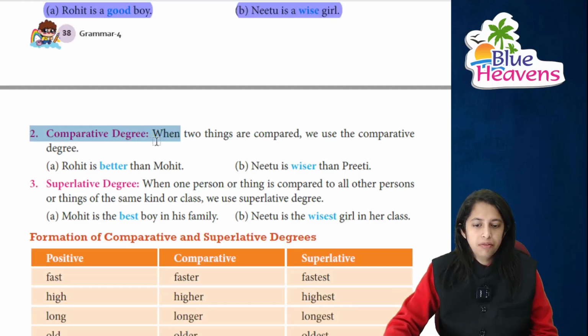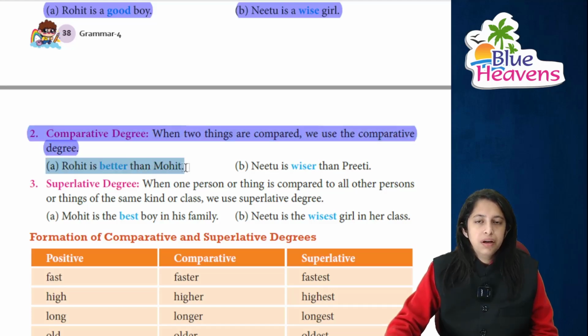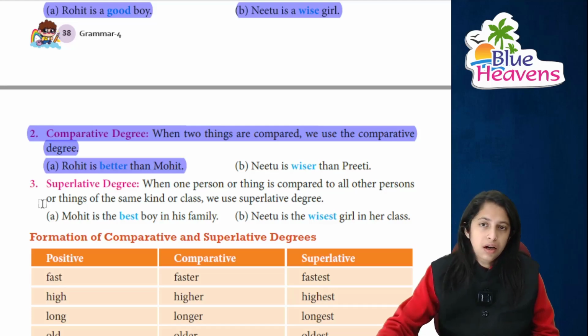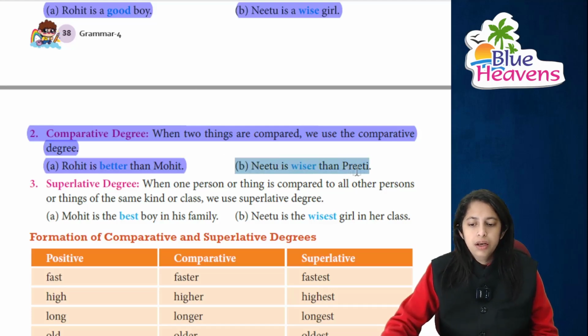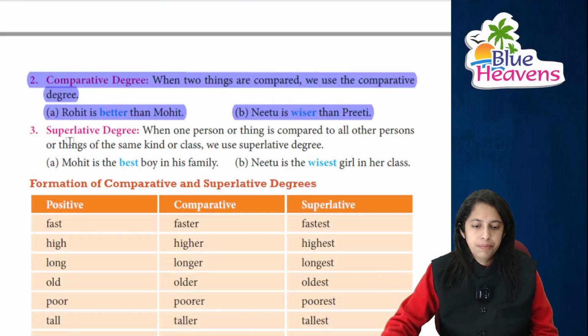Second one is comparative degree. When two things are compared, we use the comparative degree. Rohit is better than Mohit, right. Then Neetu is wiser than Preeti.